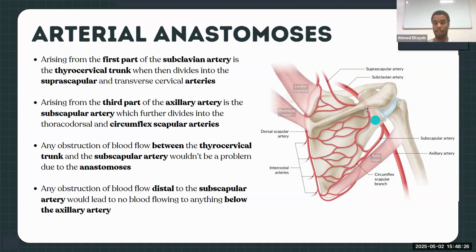But if we had a clot distal to the subscapular artery, let's say around here, after the subscapular artery, it would lead to disruption of blood flow to anything below, and therefore it would lead to necrosis, and you'd need amputation, etc. So any obstruction or disruption to blood flow distal to the subscapular artery would lead to necrosis of the rest of the arm.